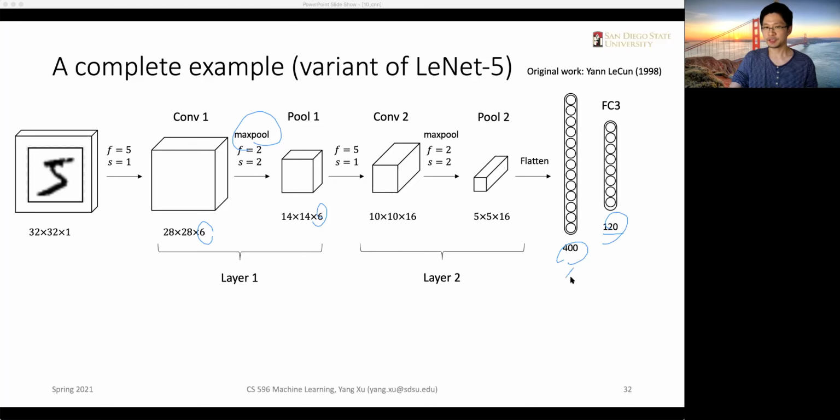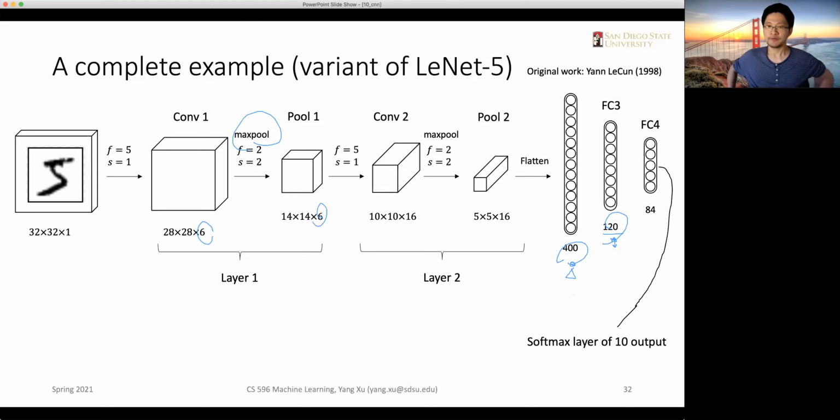So you can think of this as our input to a regular neural network, and this is the hidden representation for that network. That's 120 units, and we further reduce it to 84 units using another layer of the neural network. The output of this layer of 84 units will be connected to a Softmax layer that only has 10 outputs.